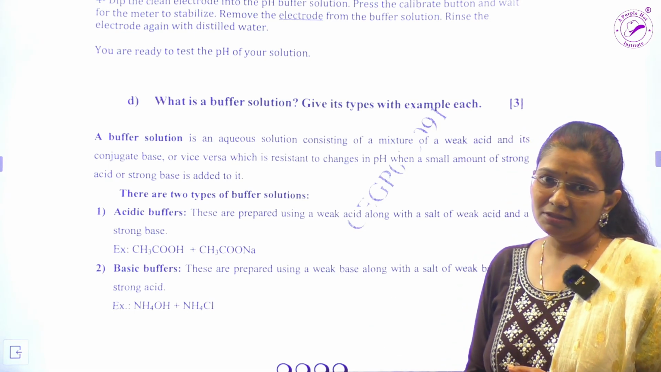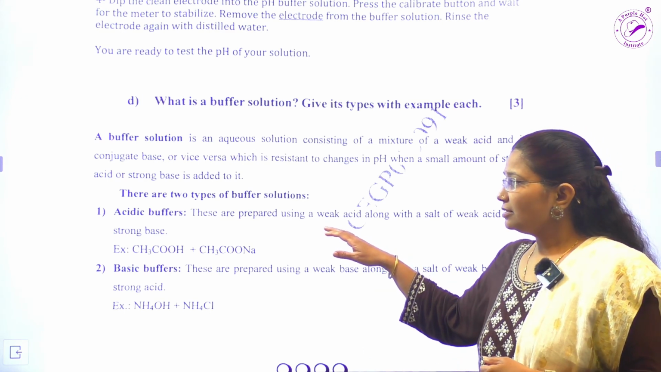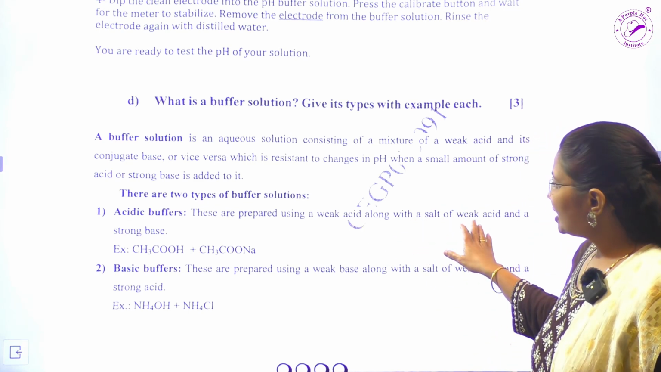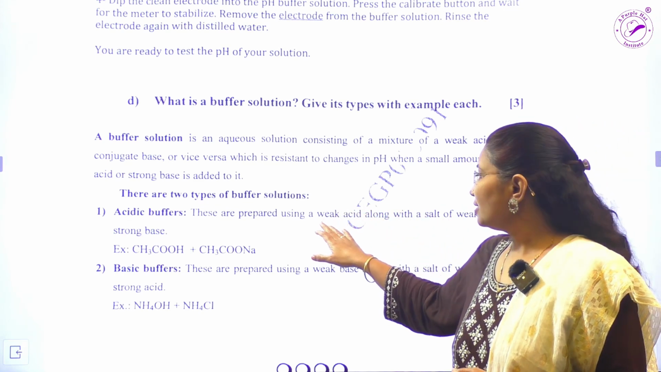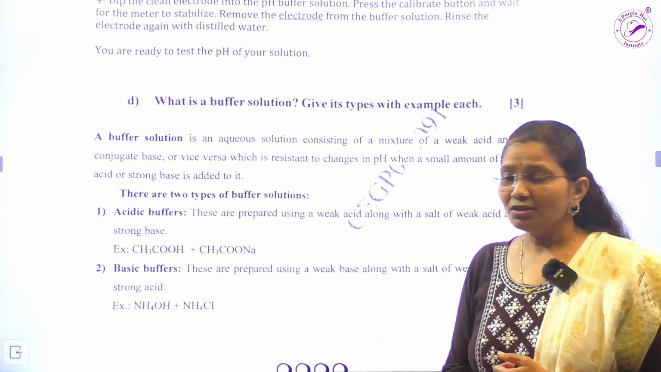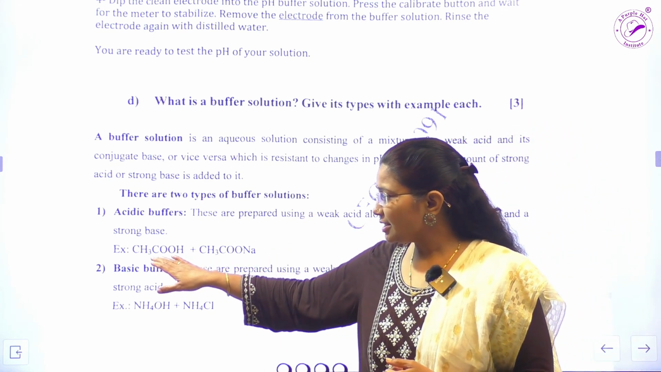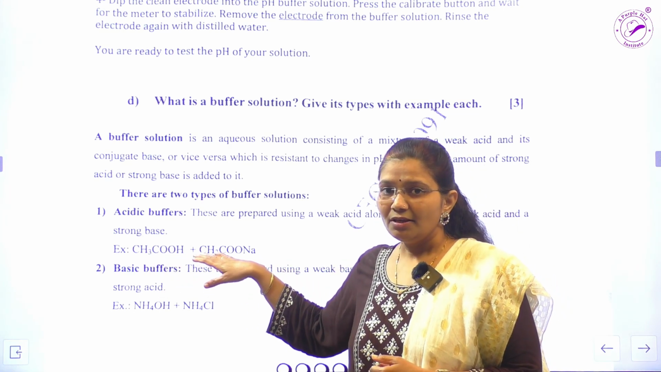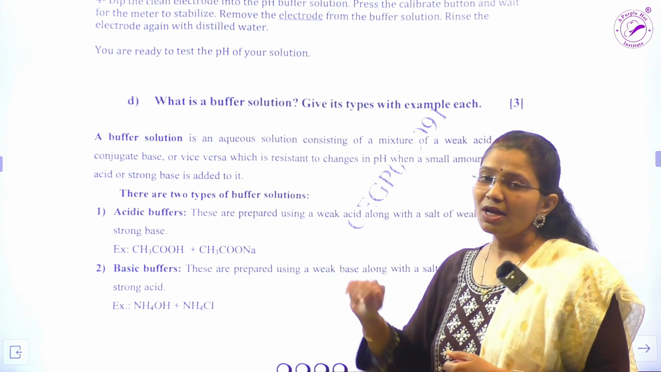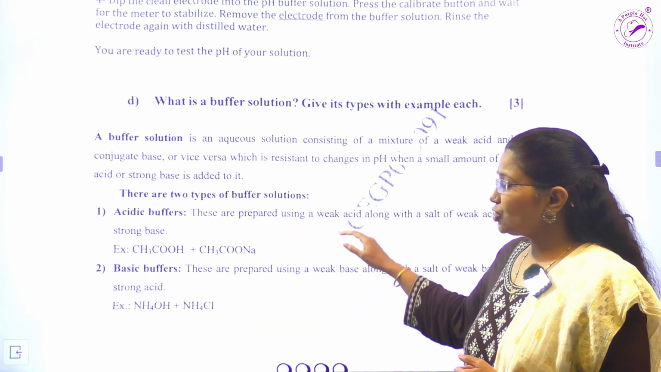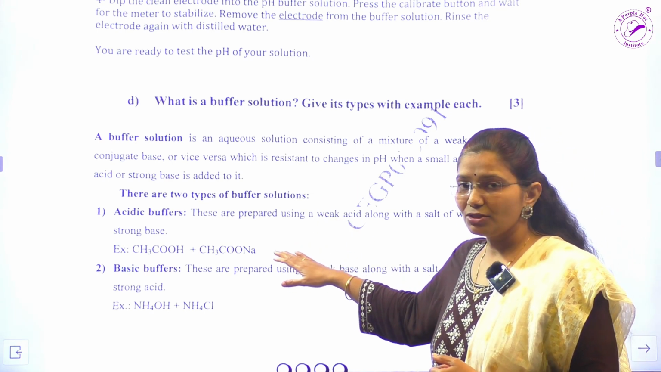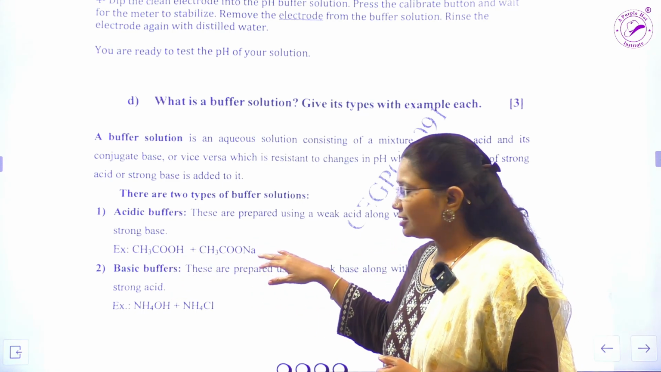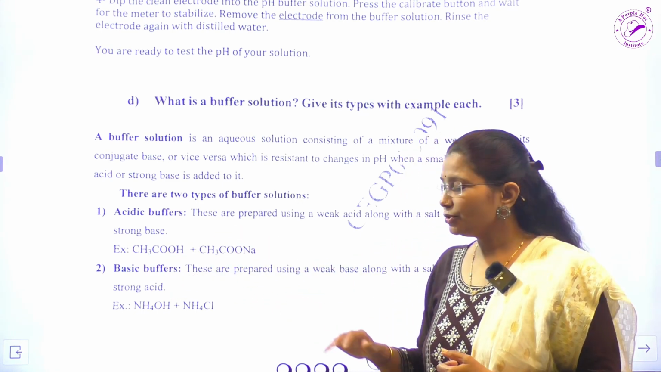So what is the acidic buffer? An acidic buffer is prepared when you add the salt of a weak acid to the weak acid. Here you can see the example: the weak acid is acetic acid, and the salt of the weak acid is sodium acetate. When it is mixed, there is formation of an acidic buffer solution. You can also add a strong base to the weak acid: weak acid plus strong base. So this is how you can prepare an acidic buffer.